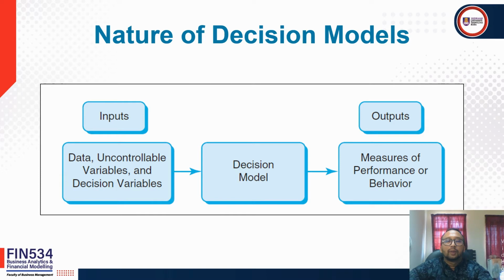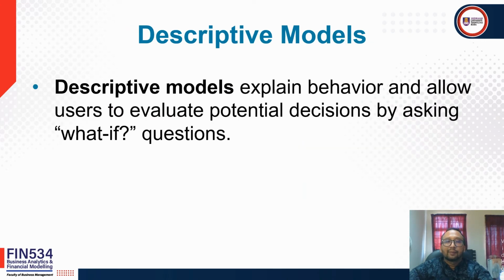Nature of decision models. We have inputs and outputs. The decision model will turn inputs into outputs, as we discussed before. Inputs involve data, uncontrollable variables, and decision variables. The outputs will be measures of performance or behavior. Descriptive models explain behavior and allow users to evaluate potential decisions by asking what if questions. If you do this, what will happen in a certain situation?